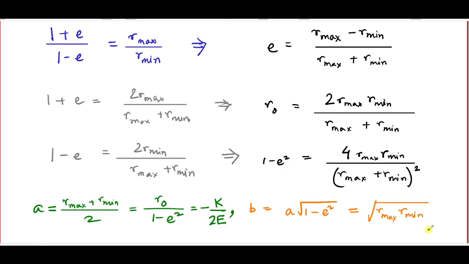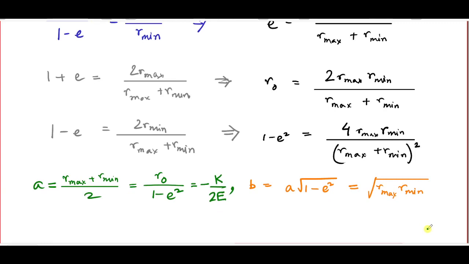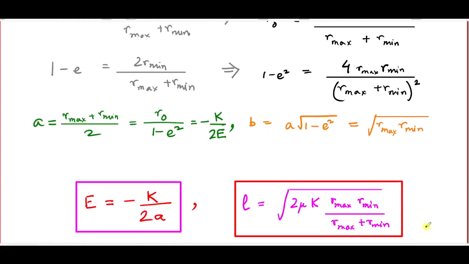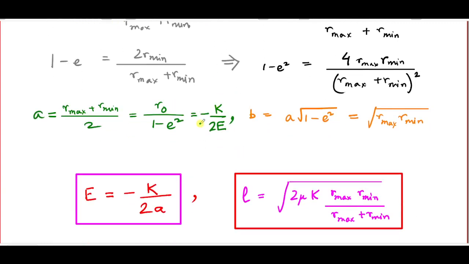We can also easily rewrite the two conserved quantities, energy E and the magnitude of the angular momentum small l, in terms of these geometrical parameters. From the equation A equal to minus K over twice E, it's easy to see that the energy can be written down as minus K over twice small a. So the energy is directly related to the semi-major axis. Of course, this expression can also be rewritten in the form minus K over (Rmax plus Rmin).